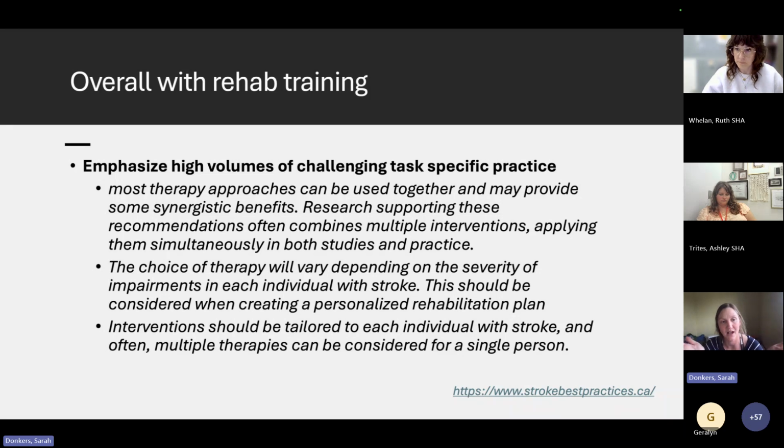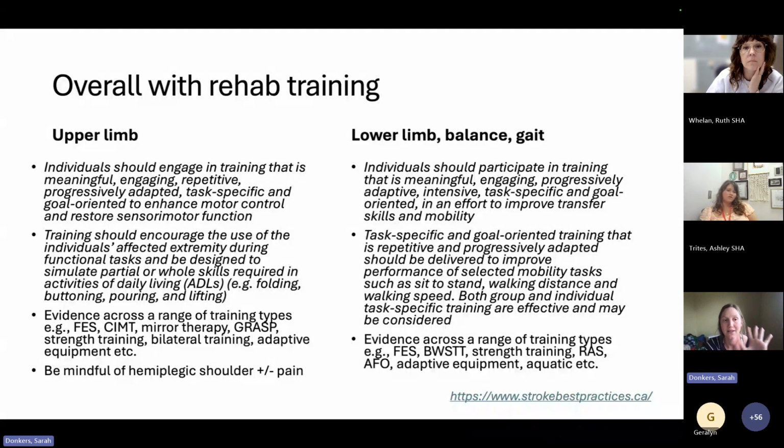These are the actual statements themselves, but they're just examples to show it's not just one statement. It's coming up over and over again across different types of approaches and in different sections of the guideline, how important it is to emphasize high volumes of challenging task-specific practice. This shows on the left-hand side, upper limb, right-hand side, lower limb, balance, gait, some of our other mobility. And you can see even within these sections, they're mirroring each other, right? So the first 2 points are exactly the same. Individuals should engage in training that is meaningful, engaging, repetitive, progressively adapted, task-specific, goal-oriented.